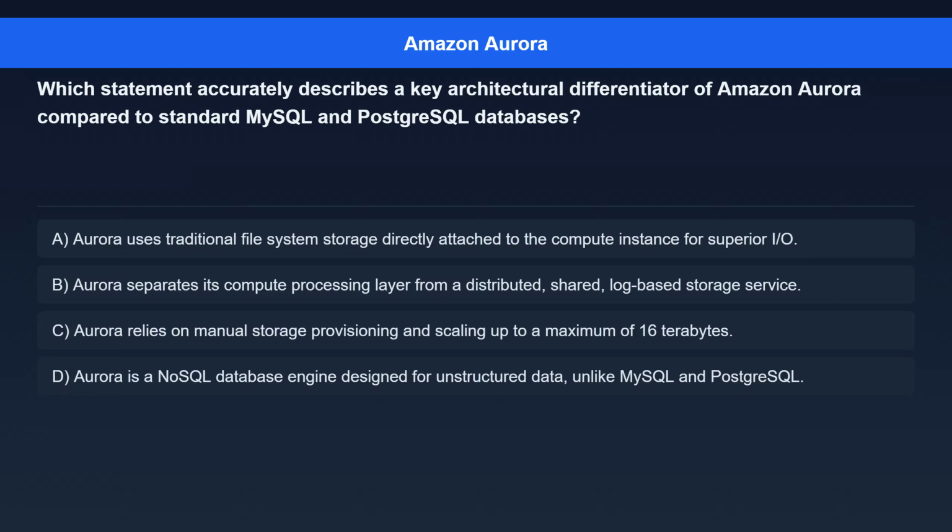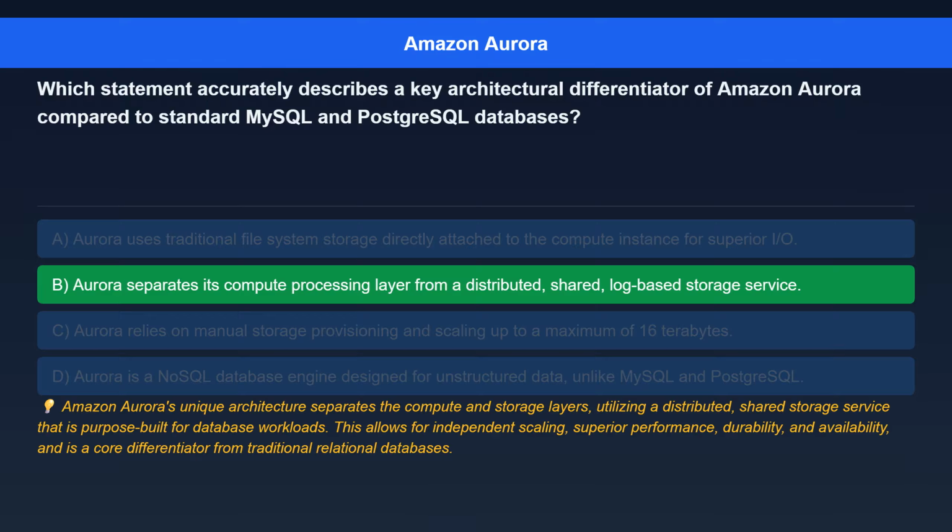Option C. Aurora relies on manual storage provisioning and scaling up to a maximum of 16 terabytes. Option D. Aurora is a NoSQL database engine designed for unstructured data, unlike MySQL and PostgreSQL. The correct answer is Aurora separates its compute processing layer from a distributed, shared, log-based storage service.